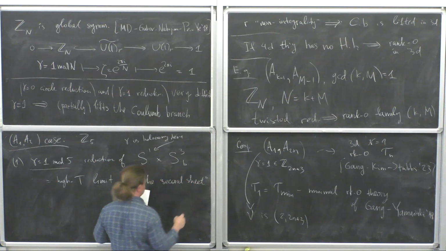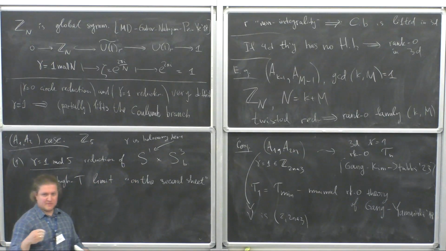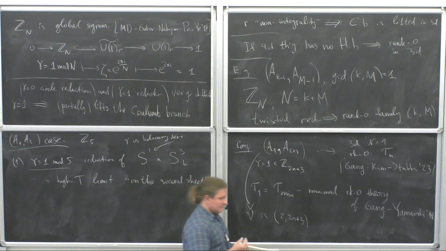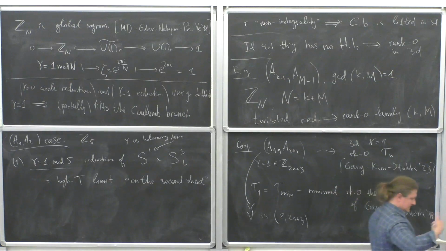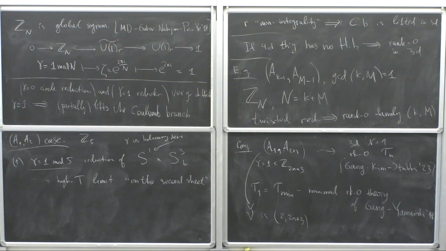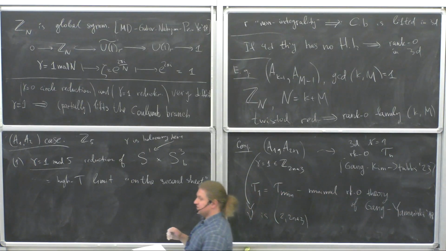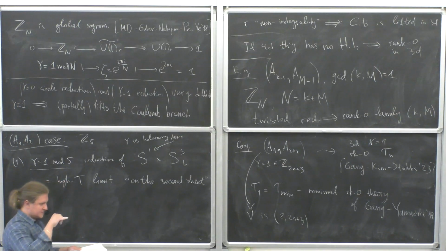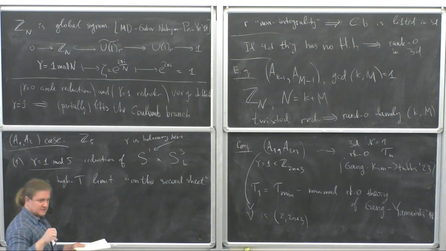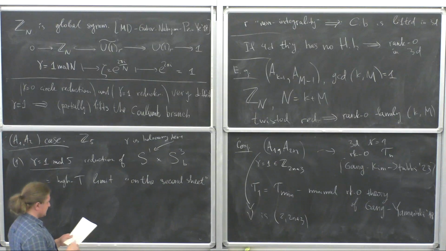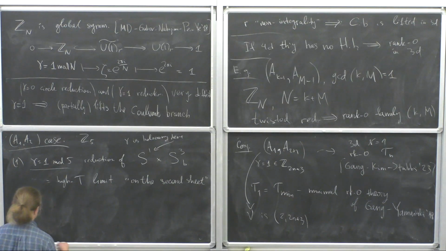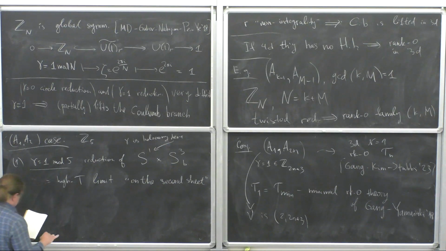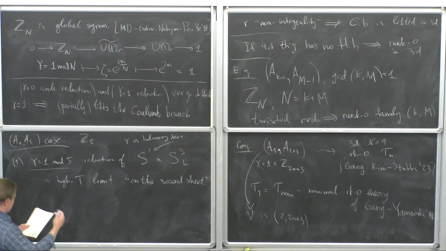Note, however, that this is not the same second sheet that people studied in the context of the black hole counting, where you consider a similar second sheet, but with respect to the 4D N equals 1 R symmetry. Here, it's a different second sheet. In particular, there's no 1 over beta squared term in the exponential; it starts with 1 over beta for whatever reason. But you can study this high temperature limit.